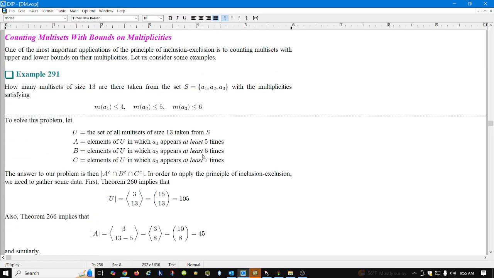The answer to the problem then is the size of the intersection of the complements, because these are conjunctions. We need all 3 of these to happen. Okay? We need A complement to happen, and we need B complement to happen, and C complement to happen. And that's what this intersection is.